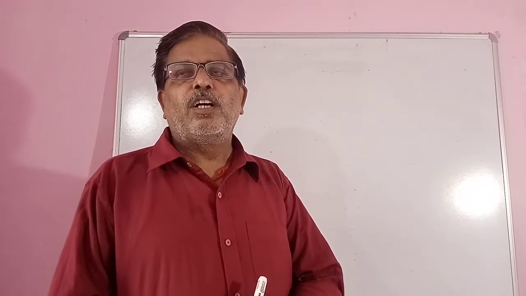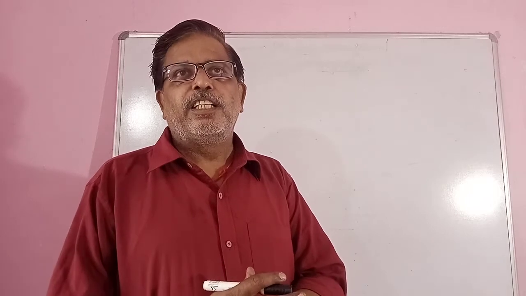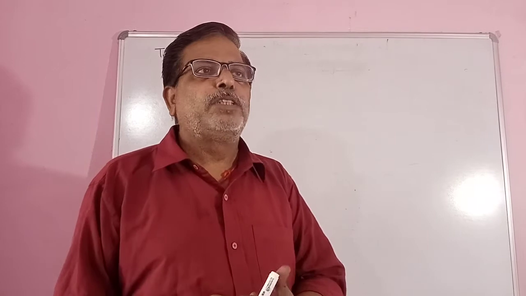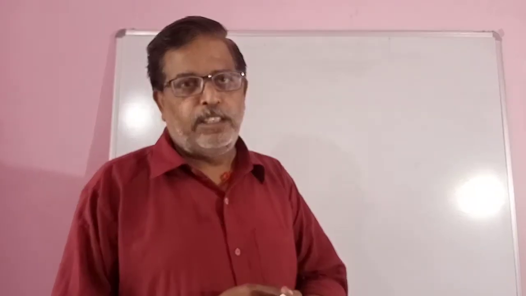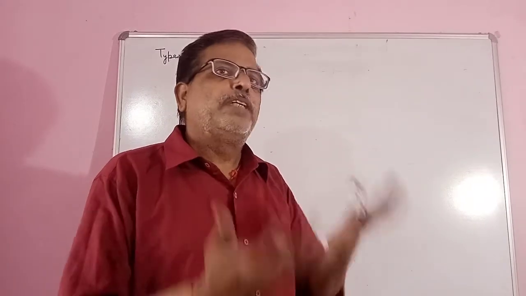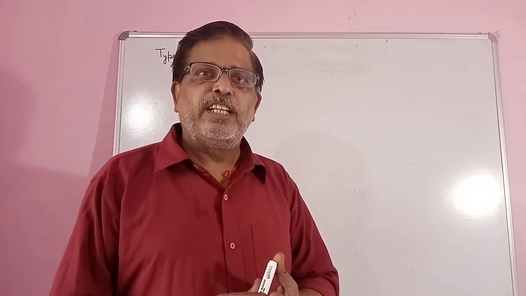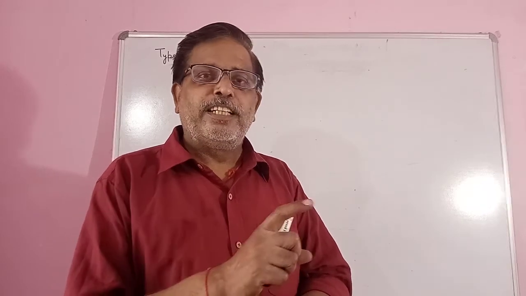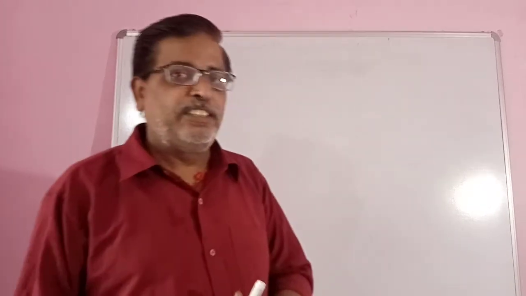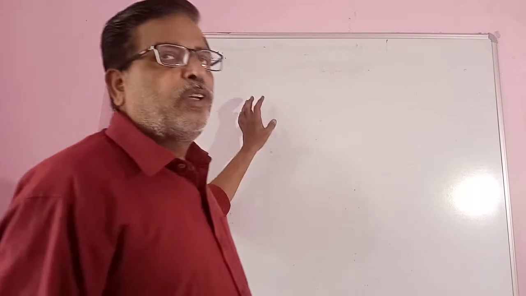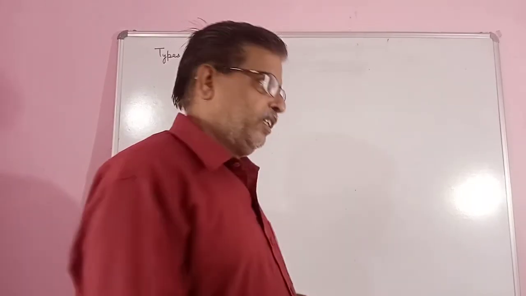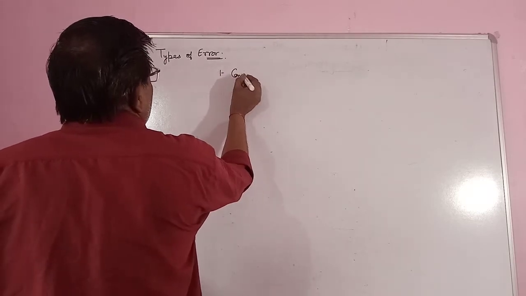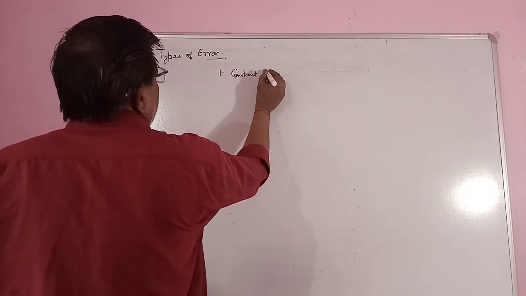Types of error, or you can say the causes of error, because error is always produced due to some cause. Error ऐसा नहीं है कि वो अपने आप प्रोड्यूस हो जाए. Definitely there is a cause, there is a definite reason to produce that error. So we are discussing here types of error, or you can say causes of error. So first type is constant error.